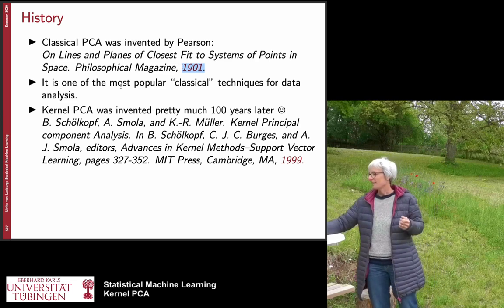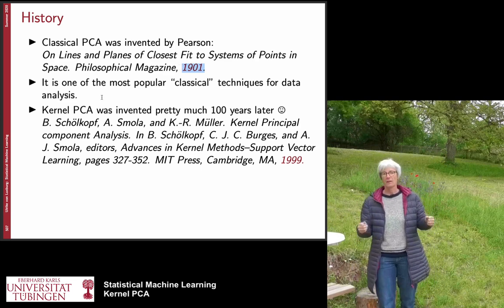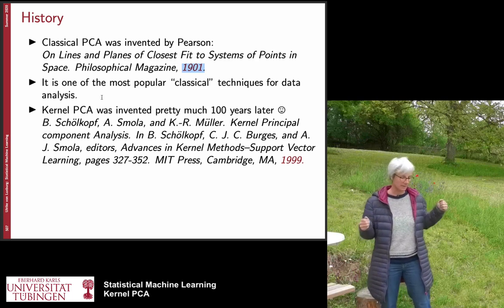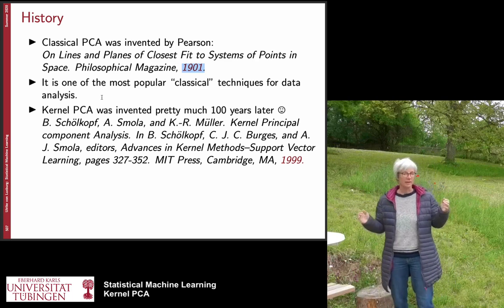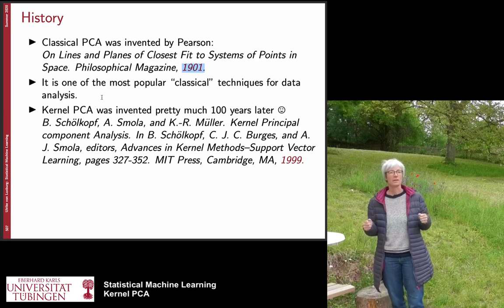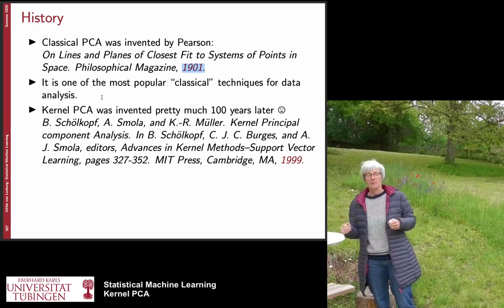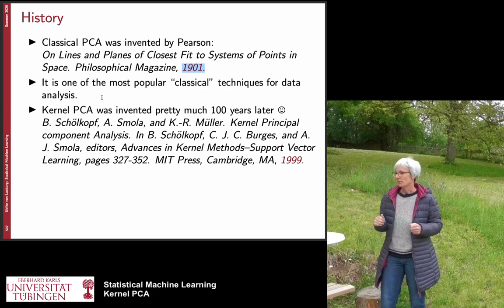And as I said here, it's one of the most popular classical mechanisms for data analysis. Everybody who works with data, be it in biology, psychology, physics, knows PCA. Sometimes they know it under different names. There might also be slight variations, but the principle is always the same.